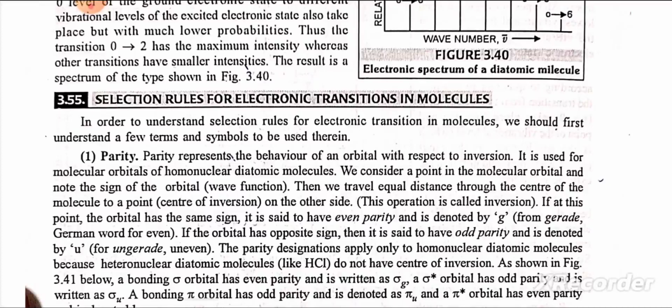Parity represents the behavior of an orbital with respect to inversion. It is used for molecular orbitals of homonuclear diatomic molecules. We consider a point in the molecular orbital and note the sign of the orbital. Then we travel equal distance through the center of the molecule to a point, center of inversion, on the other side. This operation is called inversion.